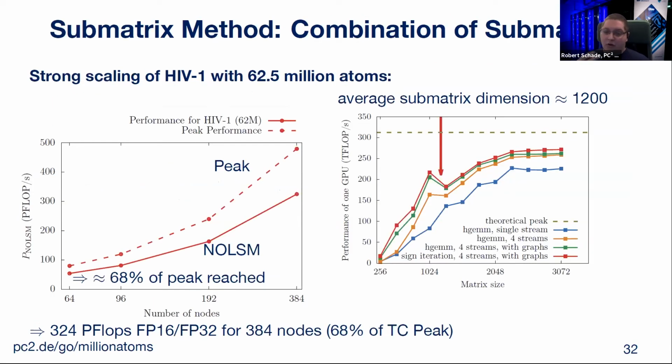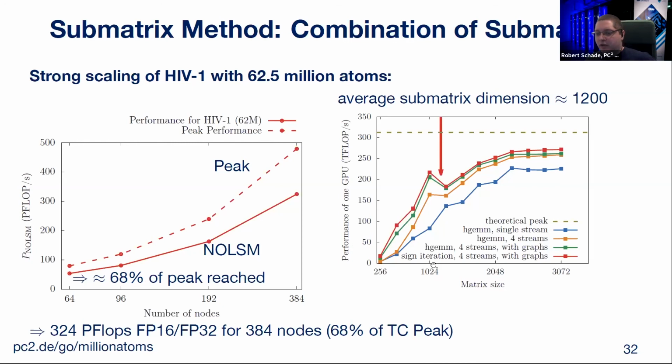You might also be asking, how close do we get to the actual peak performance that's available? That's shown here for the same system as on the previous slide, again for 64 to 384 nodes. On the y-axis, we have the achieved performance in the submatrix method. The dashed line shows the peak performance, assuming 312 teraflops per GPU. And on the red line, you see the performance of the submatrix method, which gives us about 70% of the peak performance that's available in the tensor cores in FP16 multiplications with FP32 accumulate.